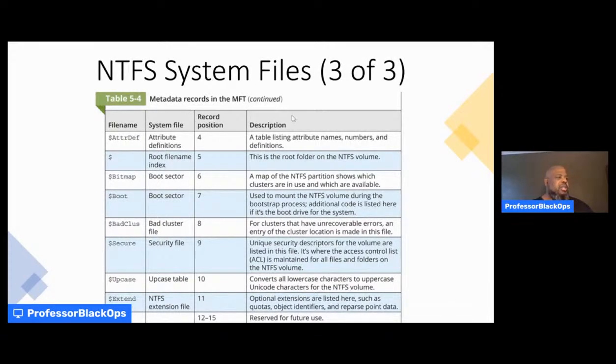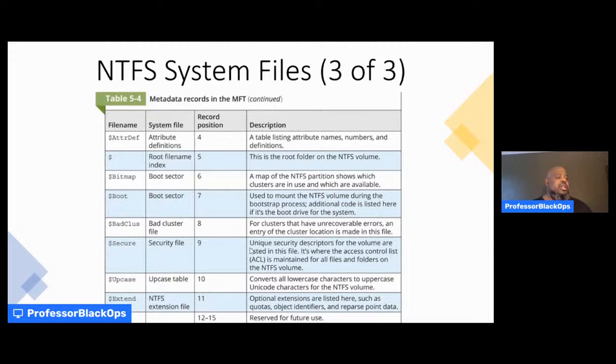Other meta records, I'm just going to skim through these. The attribute definition, root file index name, the bitmap, boot sector, bad clusters. For clusters that have unrecoverable errors, an entry with the cluster's location is made in the file. So if there's a bad cluster out there, it makes sure you won't be able to write to it, right? It's going to take it out of the table for you to write to it.